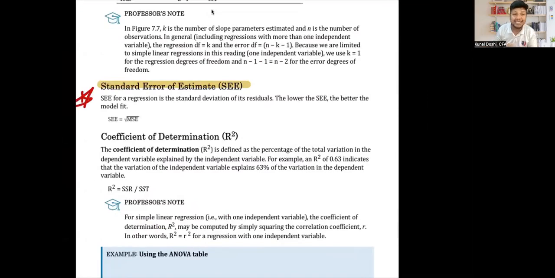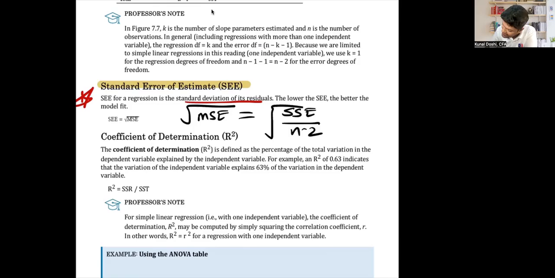This is nothing but the standard deviation of the error. Standard deviation of the residual. Residual means error. So what is standard deviation? Mean square error square root. What is mean square error? Sum of square error divided by n minus 2 and its square root. When you do the square root, you get the standard deviation. One thing, what is standard error of estimate?